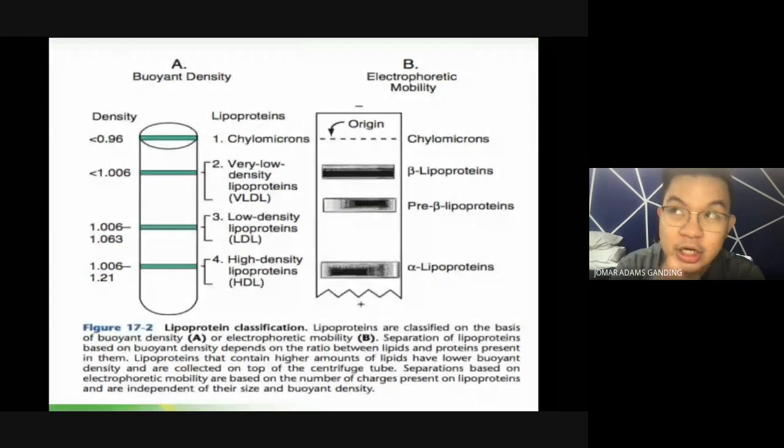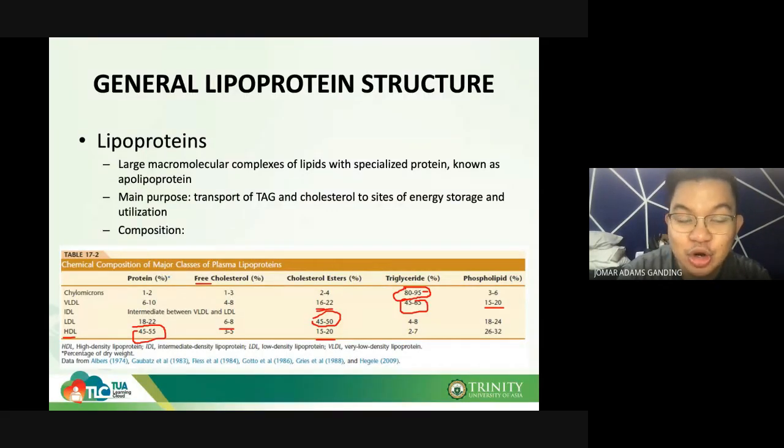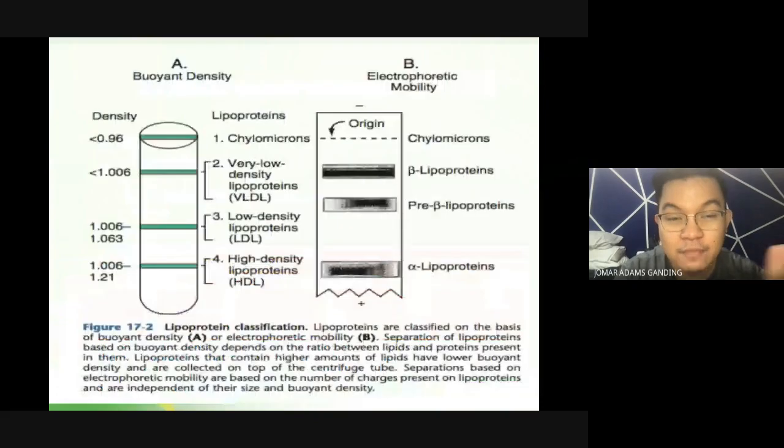I will explain this further in our next discussion. I just want you guys to see this so that you would know how we classify your lipoproteins. We classify them first through their buoyant density. Which one is the lightest, which one is the heaviest. Obviously, the principle here is that the more protein they have, the heavier they are. The less protein, the lighter they are. And again, I will go back to this. As you can see, you would know which one is the lightest and which one is the heaviest based on the protein component. So that's the first way of classifying your lipoproteins, through their buoyant density.